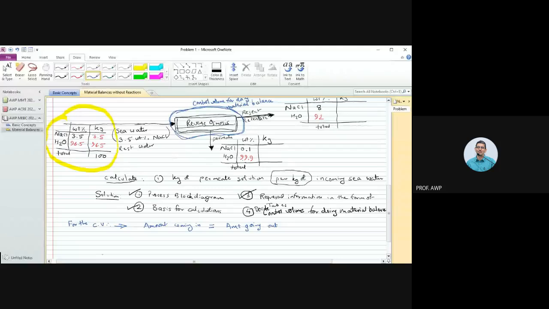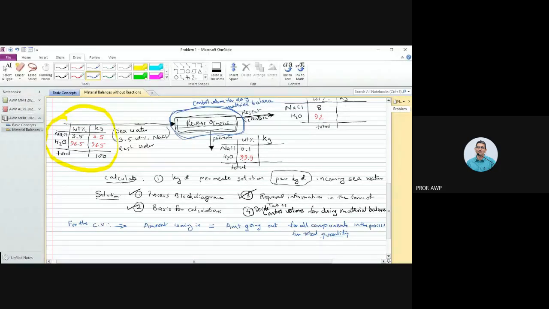There's no reaction of sodium chloride and water. Sodium chloride is not suddenly reacting to become something else. And therefore, material balance must be satisfied across this control volume. And therefore, the amount coming in must be equal to the amount going out. Okay. This material balance, amount coming in and amount going out, we can write for all components in the process, we can write for total amount, total quantity of all things put together.